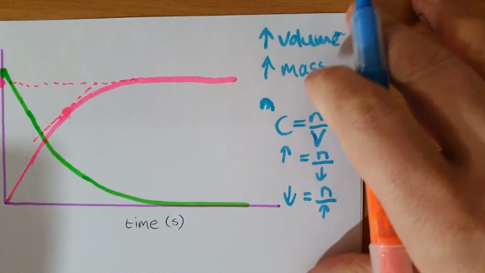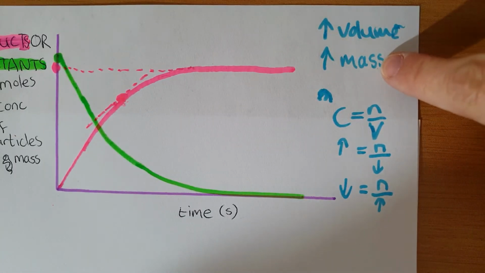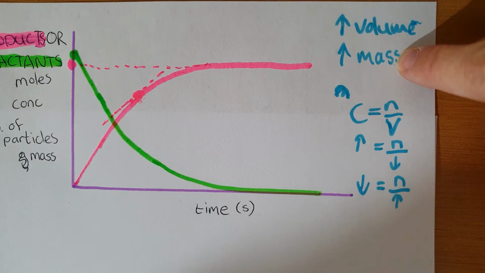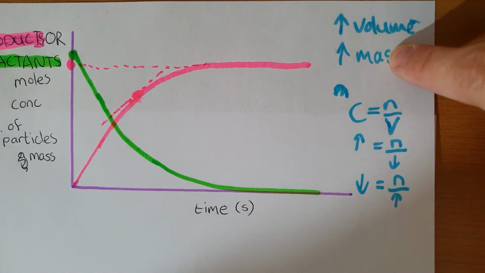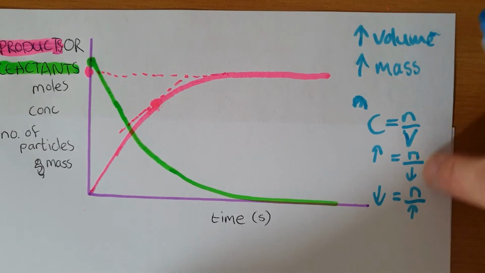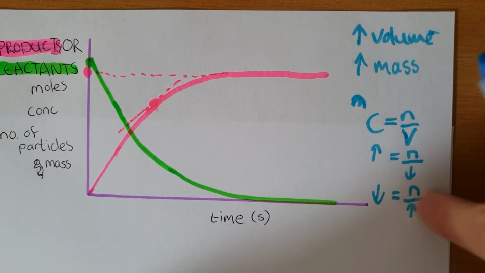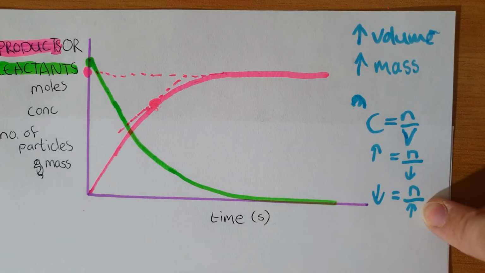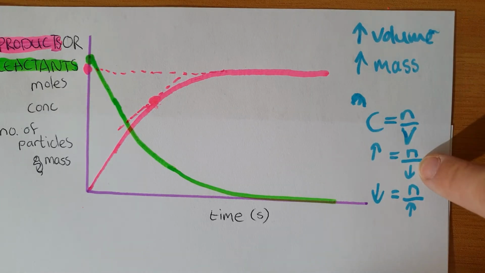So if we increase a volume of a reactant or a mass of a reactant, that means we are actually adding more particles to the solution. Here we're not adding more particles, we are just changing the volumes. We're adding lots of water. If you're decreasing the concentration, it's going to be more dilute, so you're adding lots of water. If you're increasing the concentration, you're not adding that much water.